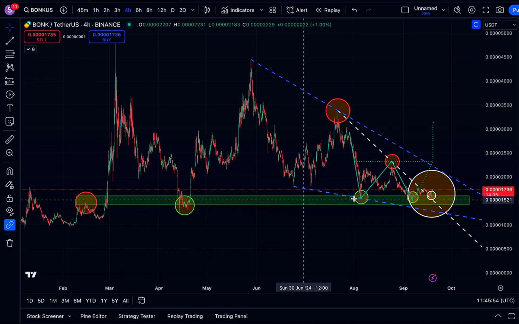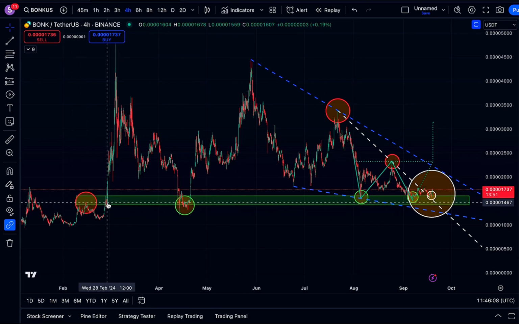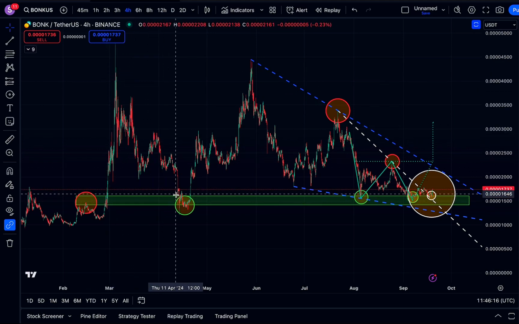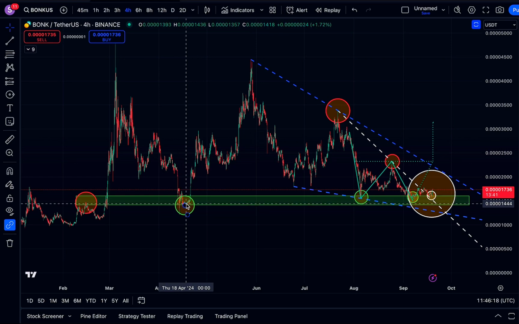This has been a resistance. Since bonk broke this resistance around 18th of February 2024, bonk has been trading on an uptrend. And bonk was able to retest this support, trying to break below it, but managed to hold within 12th and 18th of April 2024. And since then, bonk did another high low, but a significant push towards the upside.